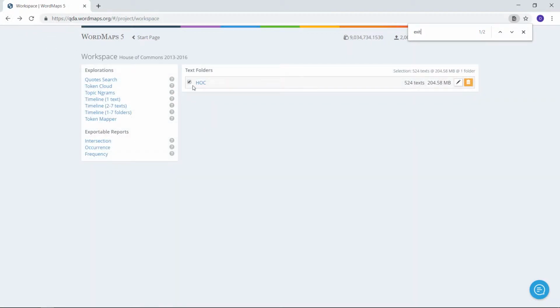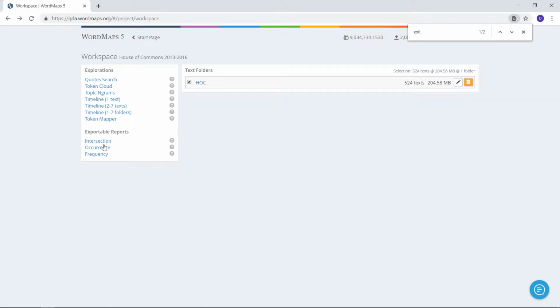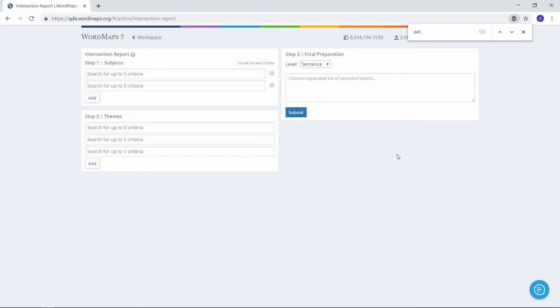So we stay with having selected our House of Commons debates here. These are the texts we have selected. And we're going to go now to our intersection analysis. The intersection analysis has been expanded a little bit with some new possibilities here. You see I can put a check mark here, and let me demonstrate how that works.